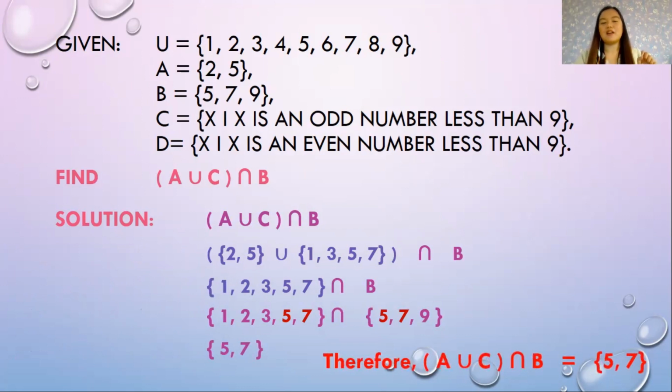Therefore, the union of A and C intersection with set B equals 5, 7. Ayan na yung solution.